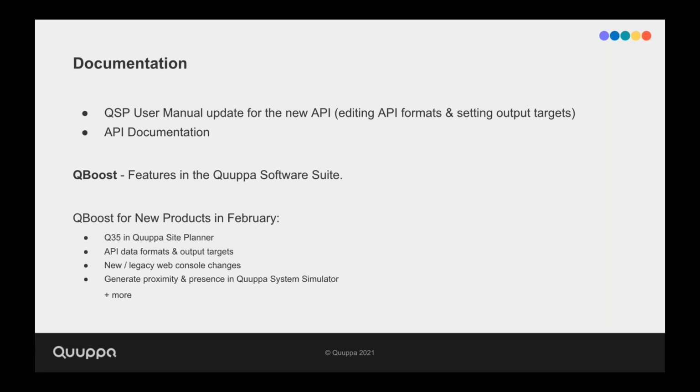The next release of the QBoost will be at the end of February and will include some things like how to use the Q35 in Quuppa Site Planner, API data formats and output targets, some further clarifications on the changes that we've made to the web console, as well as generating proximity and presence in Quuppa System Simulator.